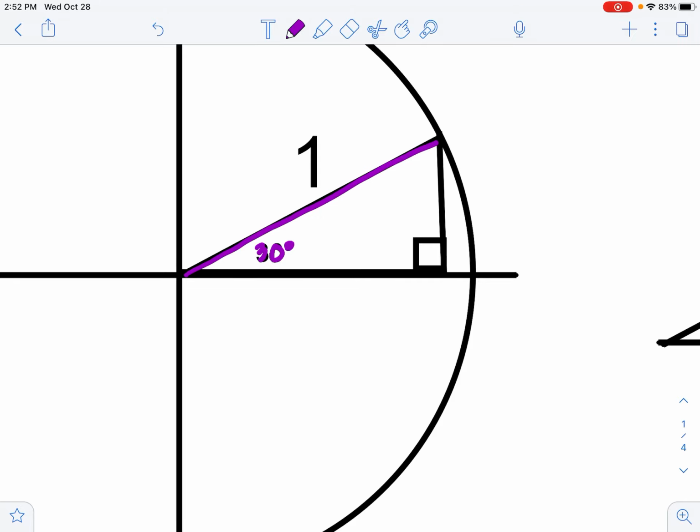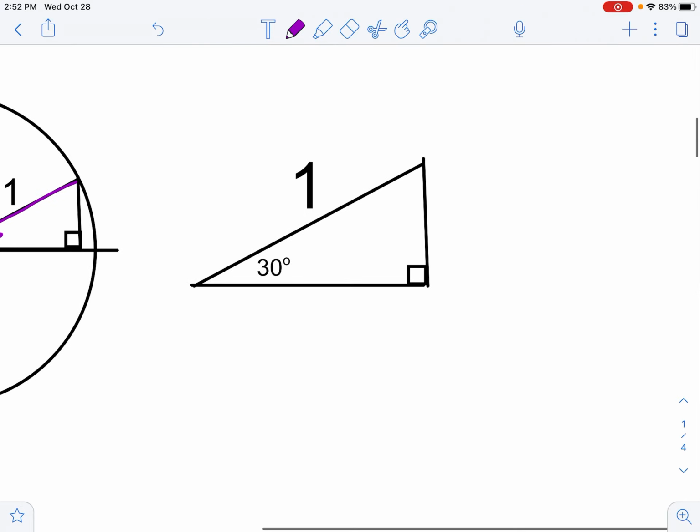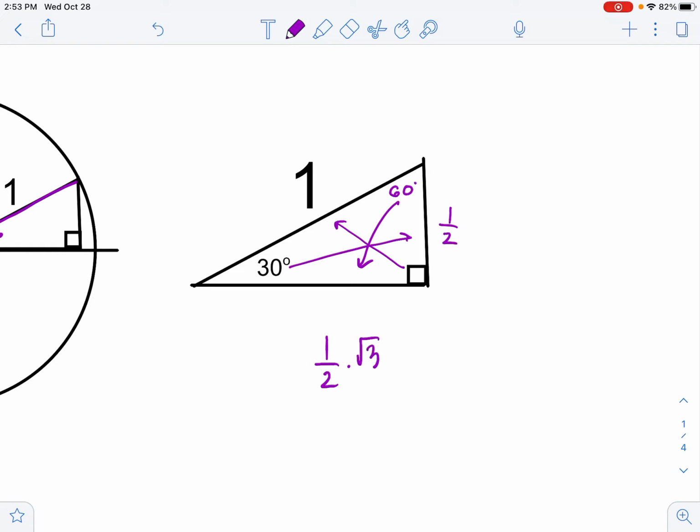Okay, so if you look, the radius is 1. Now, what I did is I imposed that triangle over here. So this is a 60-degree angle. Now look where the 1 is. It's across from the right angle, so the hypotenuse is 1. That means across from 30 will be half of that. Half of 1 is 1/2. Then across from 60 is root 3 times the length of the side across from 30 degrees. So 1/2 times root 3 is root 3 over 2. So this side has a length of root 3 over 2.